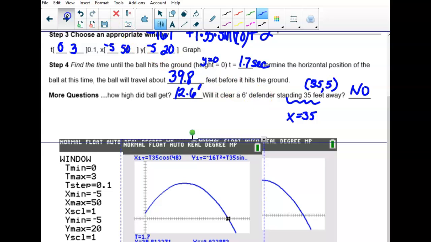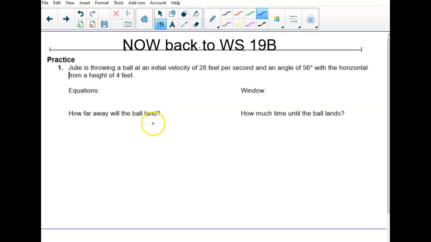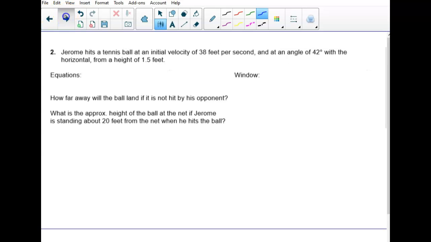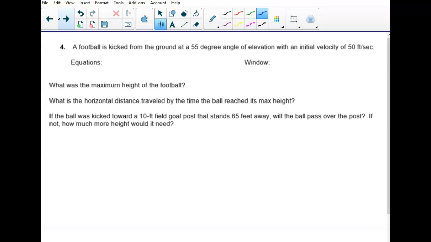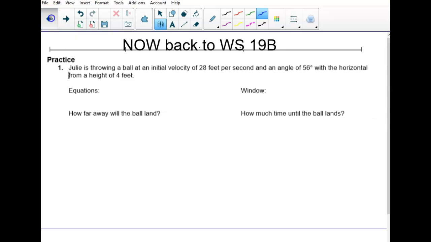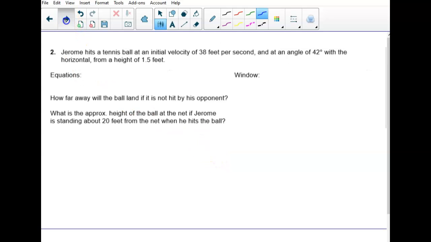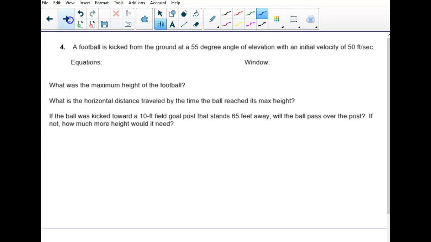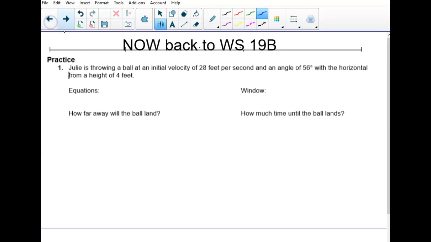All right, let's try some more questions. Go back to 19B, and we're going to finish the ones here. Let's see, is there 3 or 4 questions here? 1, 2, 3, 4 of them, right? Are they all in feet per second? I think they are. All right, so let's do 2 together, and then I'll have you split up and do the last 2 with a partner, okay? Anybody care? Do we want to do throwing a ball, tennis ball, lacrosse, or football? No preference? The first one?